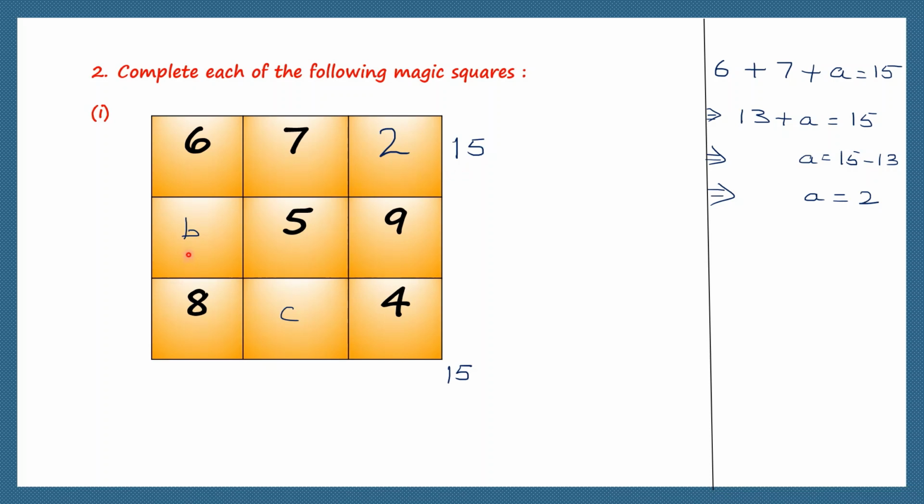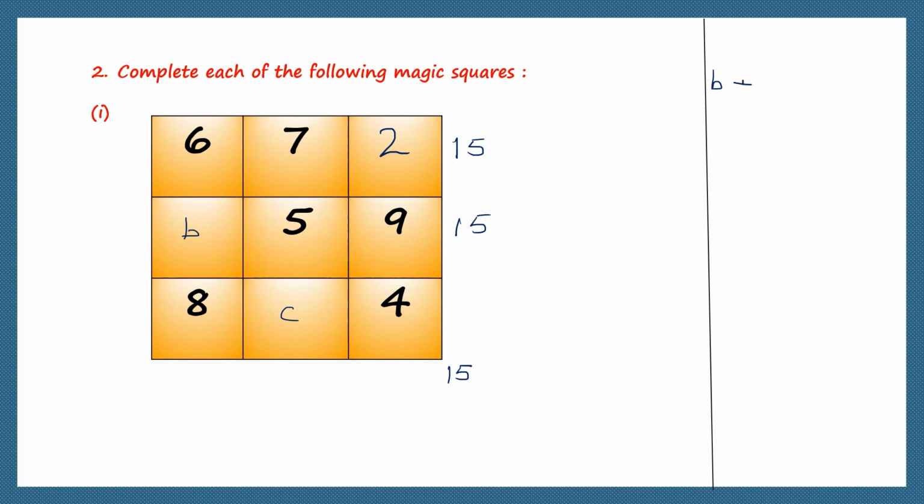Now let's find B. B plus 5 plus 9 also should be 15. It's a magic square. So all rows and columns should add up to 15. So now B plus 5 plus 9 should be equal to 15. So B plus 5 plus 9 is 14 is equal to 15. So find the value of B. To find the value of B, what do we say? 15 minus 14. So B is equal to 1. So we have found the value of B also. B is equal to 1. Now let's check and see whether it adds up to 15. 1 plus 5 is 6. 6 plus 9 is 15.